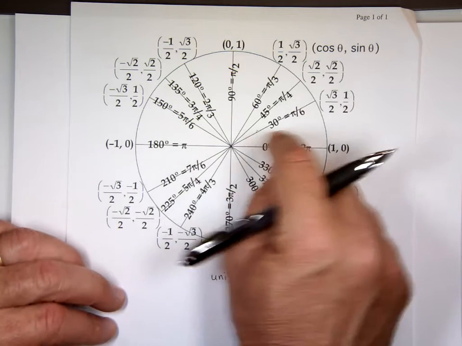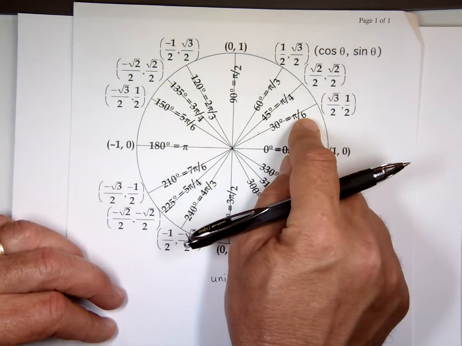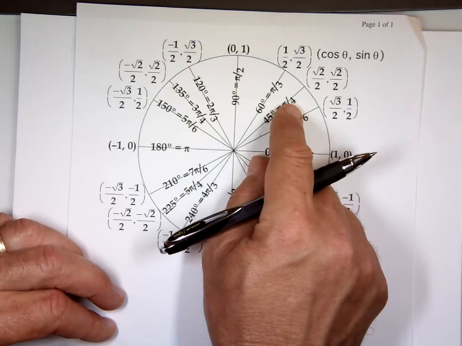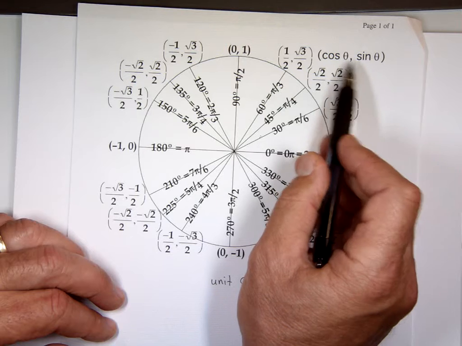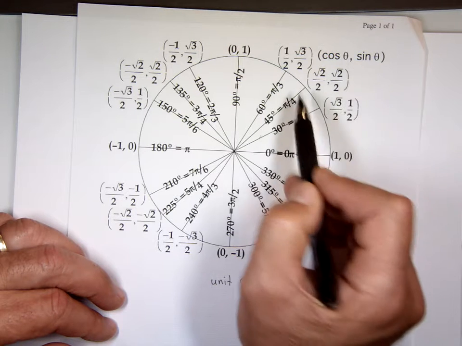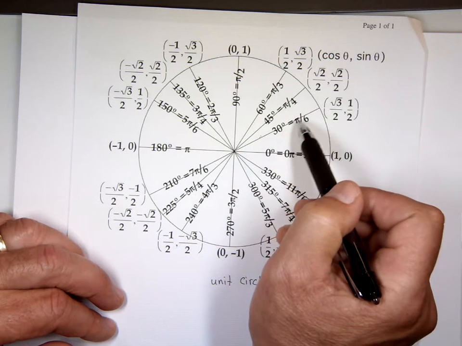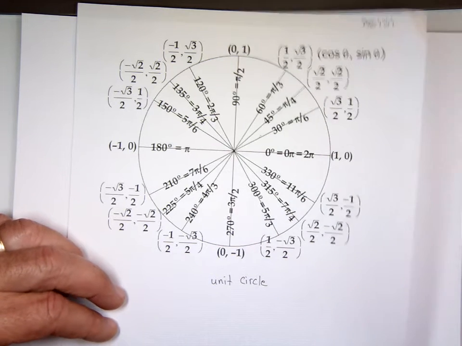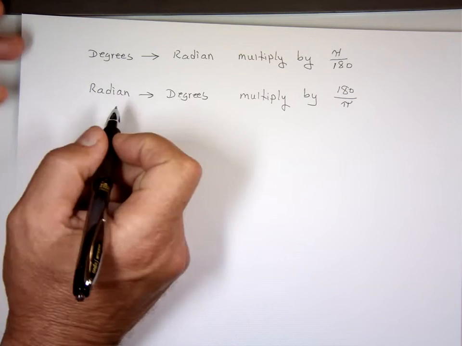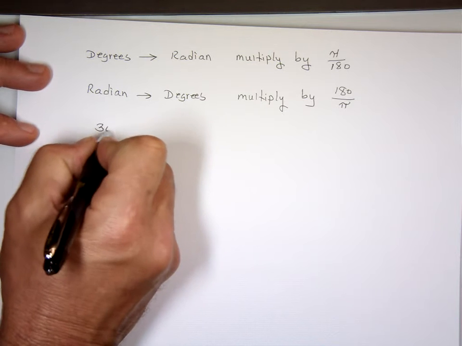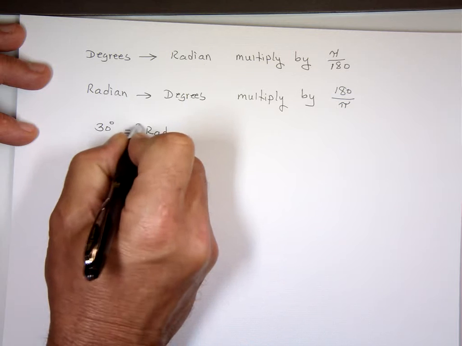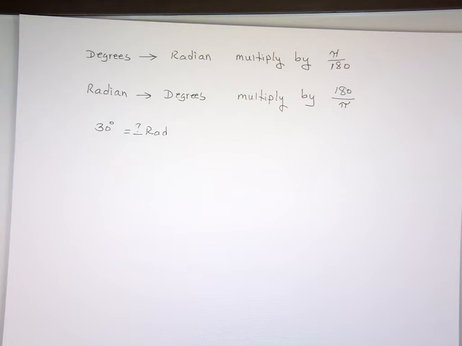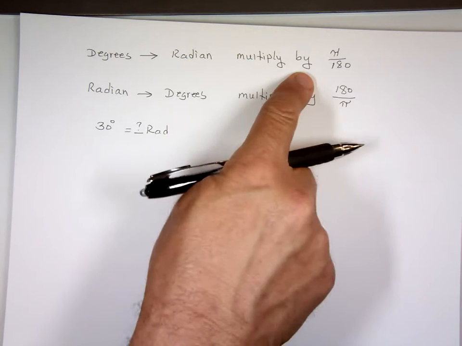Notice 30 degrees is pi over 6 radian. 45 degrees, pi over 4. They also give you the cosine and sine. We'll talk about them shortly. But how do we convert 30 degrees to pi over 6? Well, let's see. I just finished saying to go from degrees to radian, multiply by pi over 180.